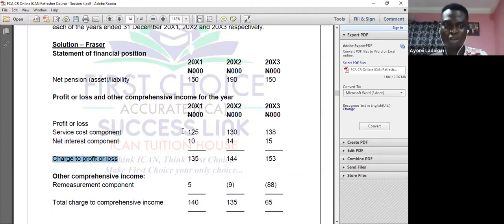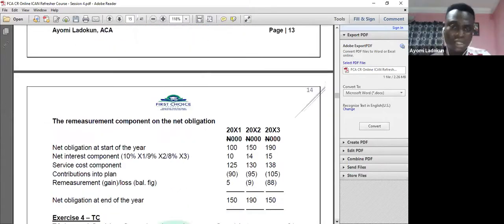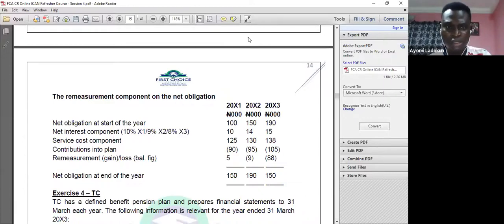Because if you notice, our net interest component can either be a charge or a credit, but here is a charge, okay? Because it's not negative, that's it. Because my plan obligation is higher than my plan asset, so it's a charge. Did you see that? It's a charge, okay? The same thing with your service cost component, it will always be a charge, like we have seen the last time, okay? So your remeasurement component, you have it there, okay? So that's what you do over there. So you just try as much as possible to practice that, okay?